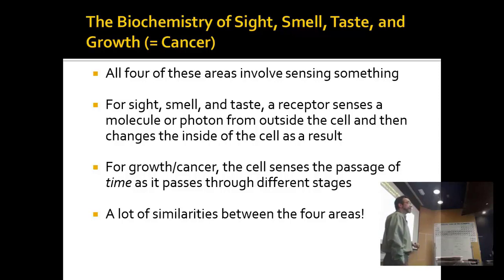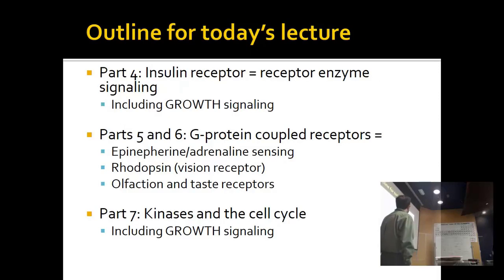There are a lot of similarities between the four areas, and a lot of similarity between insulin at the beginning and cancer at the end. For the insulin receptor, we're going to talk about receptor enzyme signaling, and that includes growth signaling. And then we're going to move on to G protein coupled receptors, which have to do with a bunch of different categories. We're actually going to start with adrenaline sensing. How do you sense this hormone that is sent throughout your body? Then we'll move on to how do you sense photons, rhodopsin, how do you sense smell, olfaction, and how do you sense tastes? And then finally, we'll return to how the same principles involving growth signaling carry out with the cell cycle.